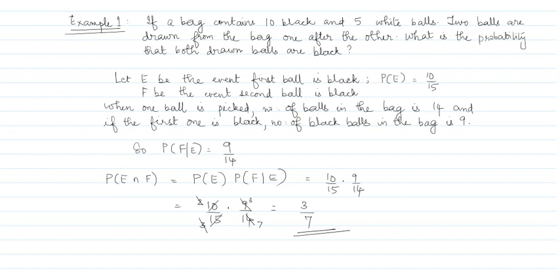Okay, now we need to know the probability that both drawn balls are black, isn't it? So we need to evaluate the probability P of E intersection F, which tells us the simultaneous occurrence of both E and F. Okay, so that is nothing but from our relation, it is P of E times P of F given E, which is 10 upon 15 times 9 by 14. We can evaluate it as 3 by 7.